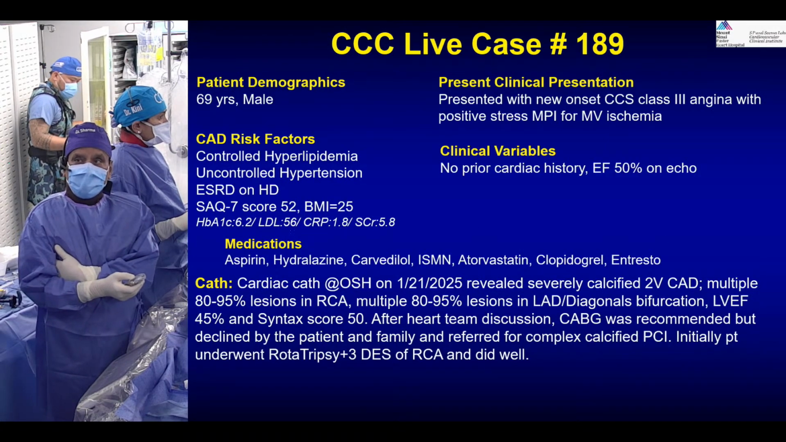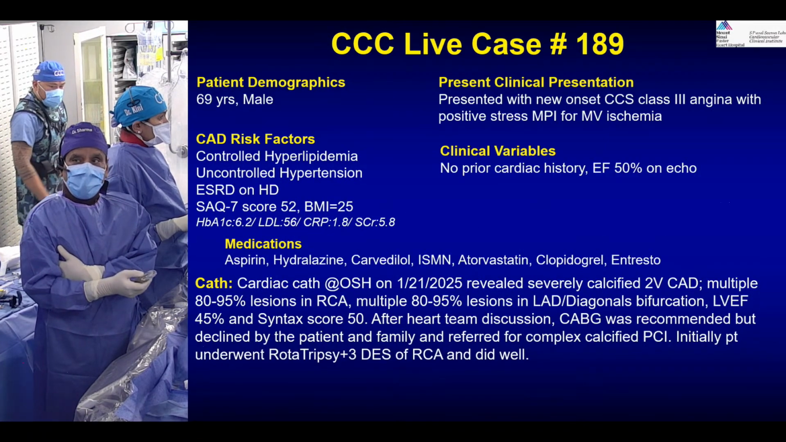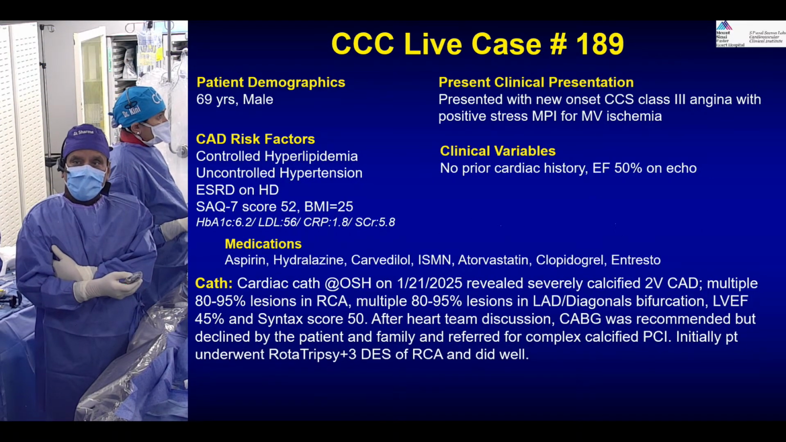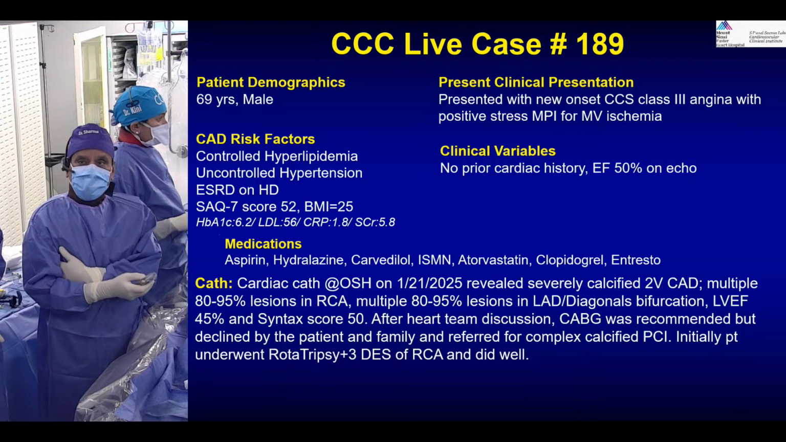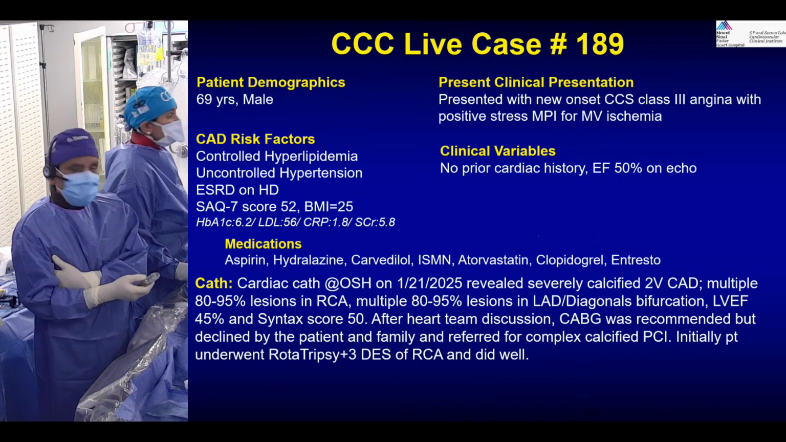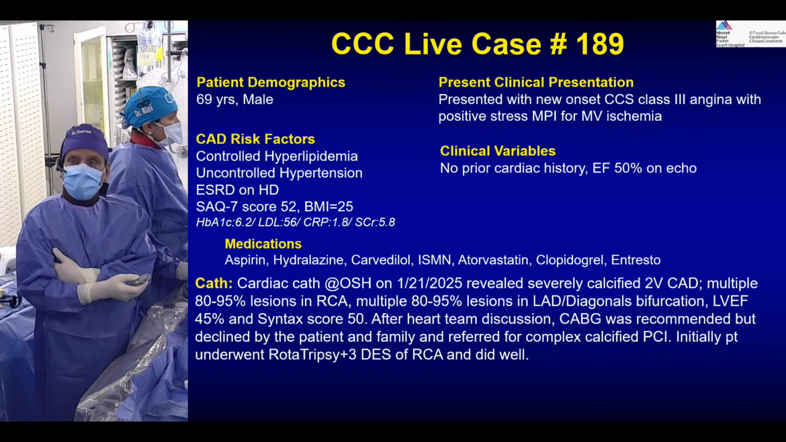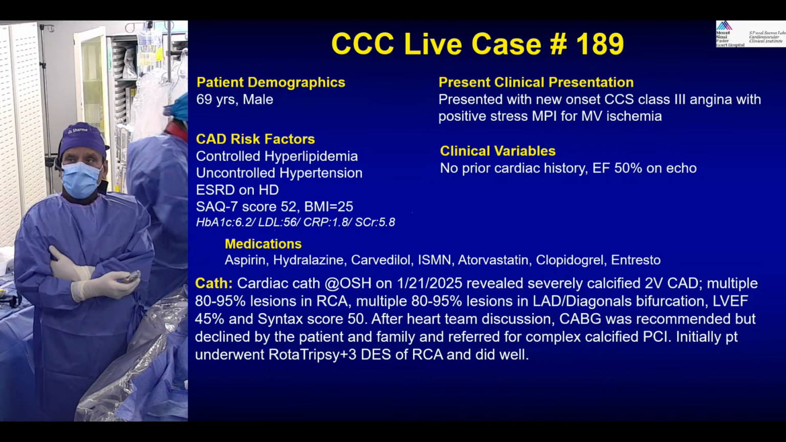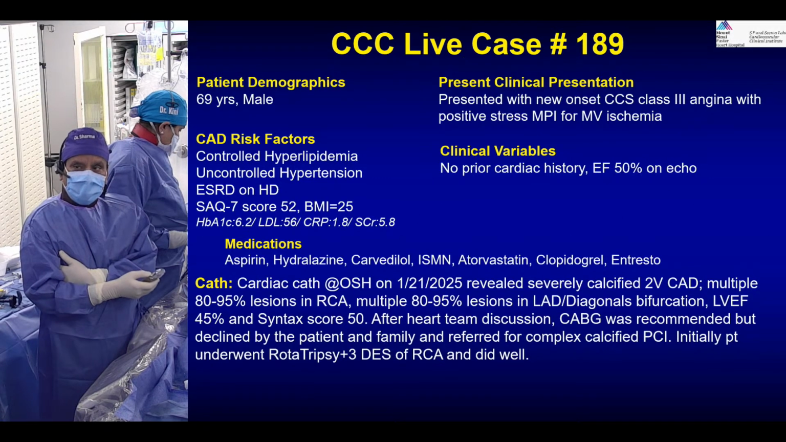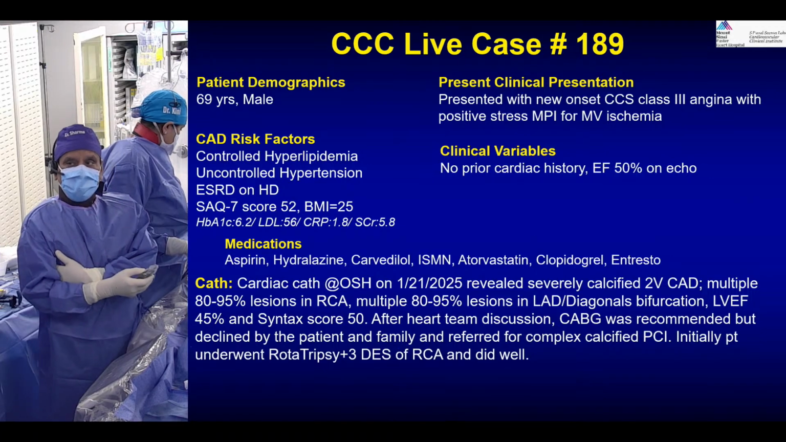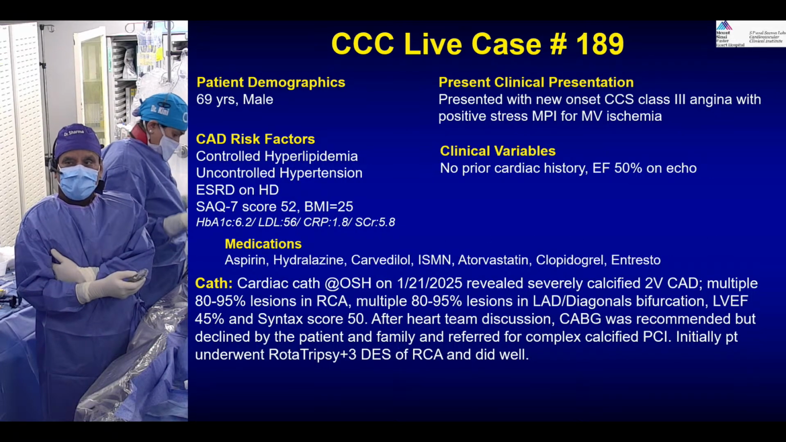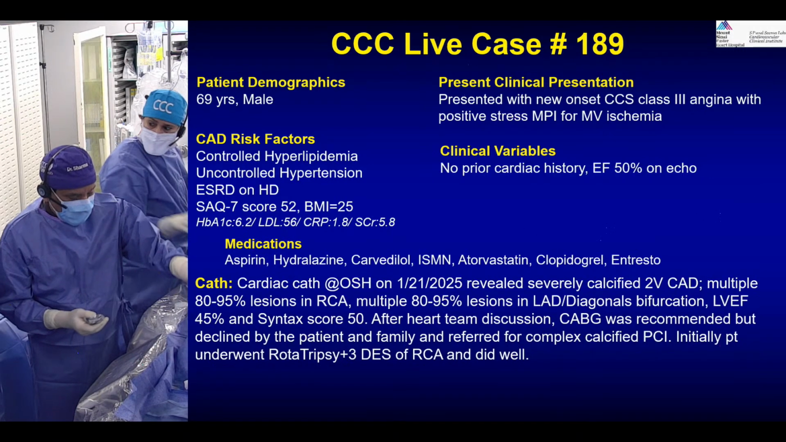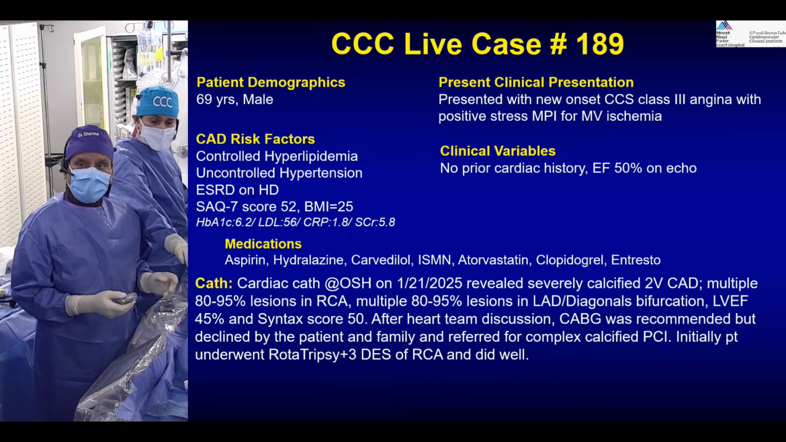Our case number 189 is a 69-year-old male who had class 3 angina and a positive stress MPI for multivessel ischemia. The patient is on end-stage renal disease hemodialysis and has uncontrolled blood pressure, although today is also slightly high, about 160 over 75. BMI is 25, the rest of the things are good, and he is on good medical therapy. The patient had a cath outside with extensive 2-vessel calcific disease of the RCA and LAD. After a very high syntax score and initial discussion, the patient was brought here for intervention, and I'll show you what it was.